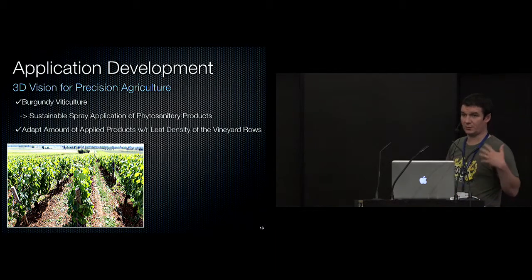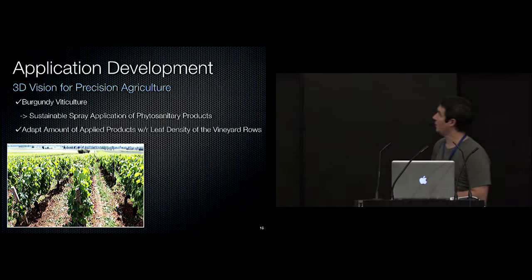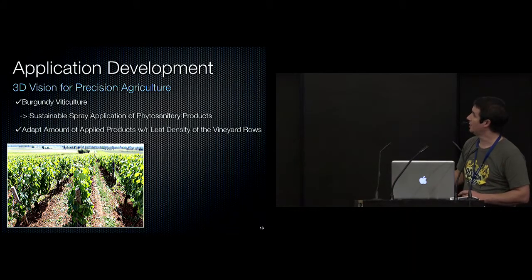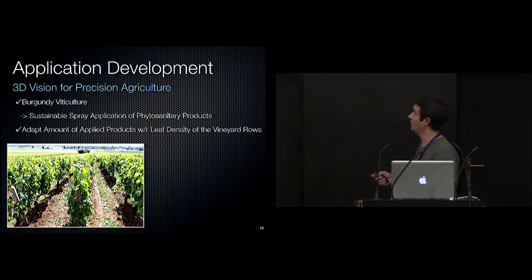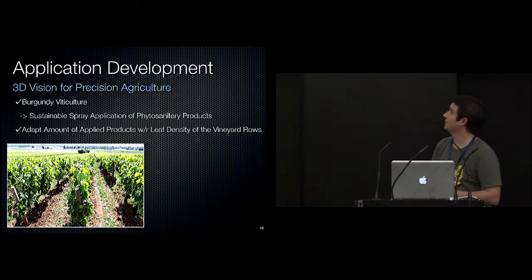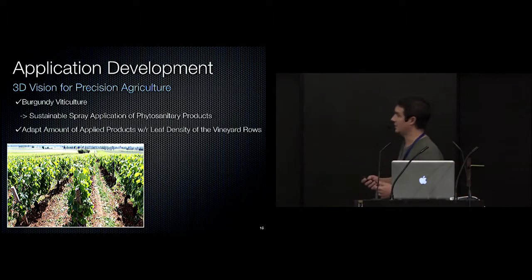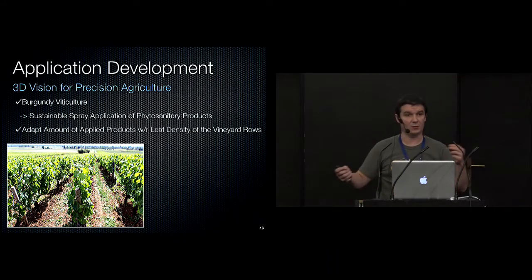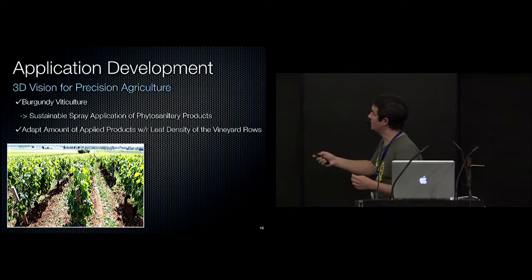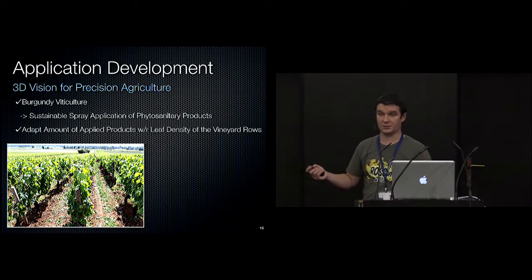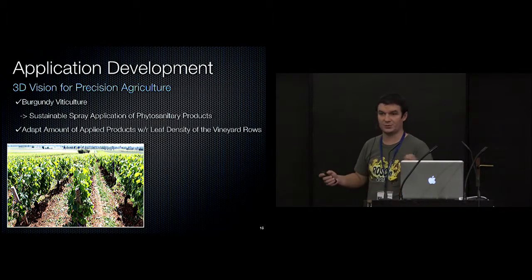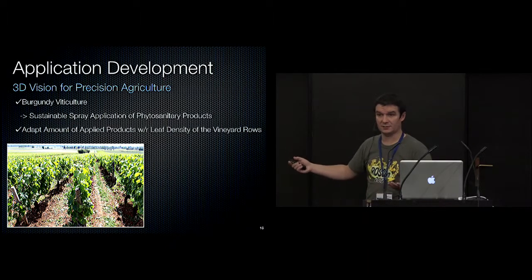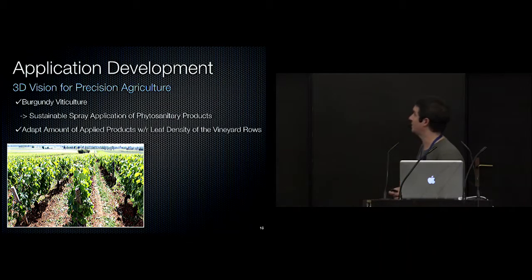Last step about the application development. We come from Burgundy, so the vineyard is very important in our region. We work for this industry to study how computer vision solutions can help with sustainable spray application of phytosanitary products, in order to adapt the amount of product being sprayed with regard to the leaf density of the vineyard. That's quite basic to image. Here you see there are some holes, some missing plants. That's very classical in the Burgundy vineyard. So it's stupid to spray product in this space. There's nothing. It's just a waste of product and very bad for the environment.